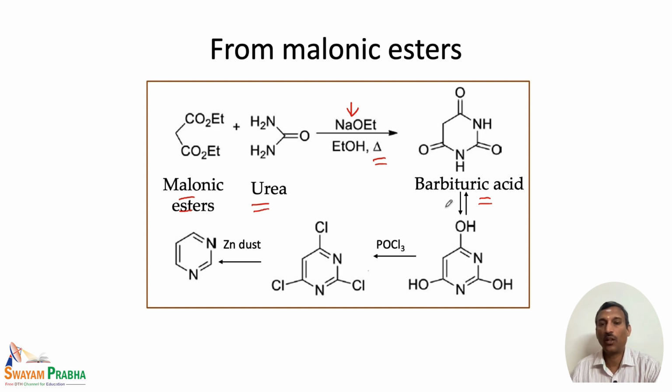This actually undergoes tautomerization because one of the hydrogens from the nitrogen is shifted to the oxygen. So, this tautomerization leads to pyrimidine derivatives, and on treatment with POCl3 this is converted to the chloro derivative, and this chlorine can be removed by treatment with zinc dust, which gives the pyrimidine. Unsubstituted pyrimidine is formed. So, this is a reaction where we have a pure pyrimidine without any substituent.